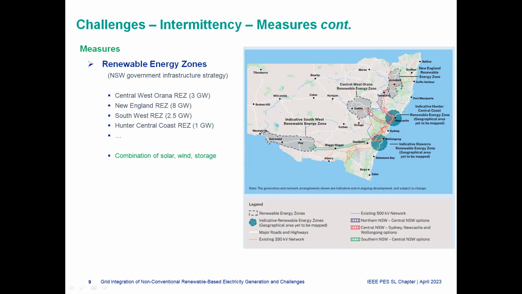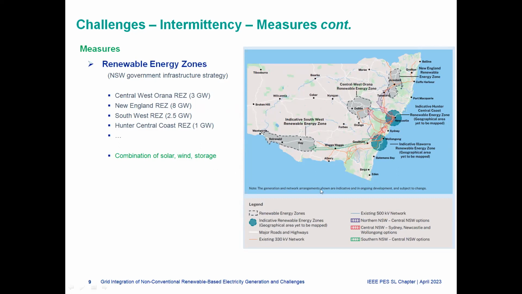There are a number of renewable energy zones. Mainly, they are government initiatives. These are New South Wales government initiatives. There is a 3 gigawatt solar generation renewable energy zone. Then there is another 8 gigawatt one happening in this New England area. So there are a number of renewable energy zones that are being developed.